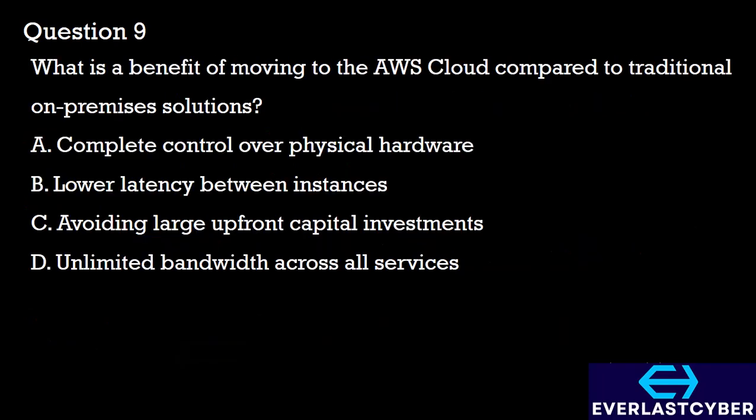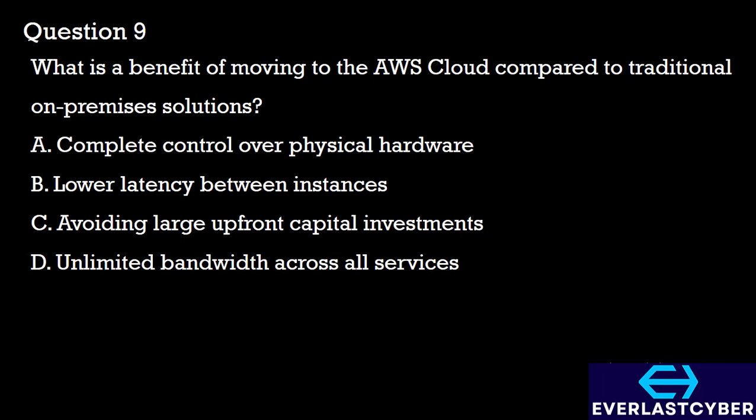Question 9. What is a benefit of moving to the AWS cloud compared to traditional on-premises solutions? A, complete control over physical hardware. B, lower latency between instances. C, avoiding large upfront capital investments. D, unlimited bandwidth across all services.